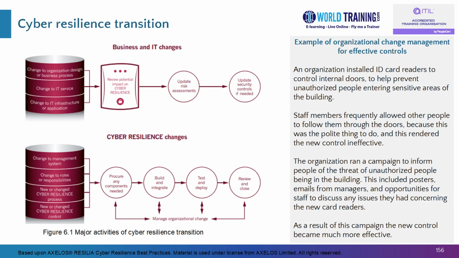So the organization ran a campaign to inform people of the threat of unauthorized people being in the building. They put up posters, there were emails from managers, and there were meet sessions for staff to discuss any queries or issues they had concerning the new card readers. Due to this, the campaign became more effective. Therefore, organizational change management requires interaction with people to address their queries and concerns, make them more aware, and provide them clarity about the changes that are coming in.